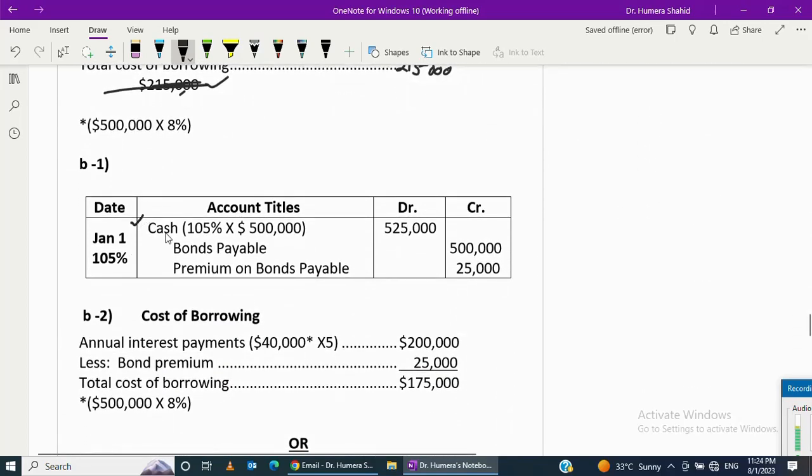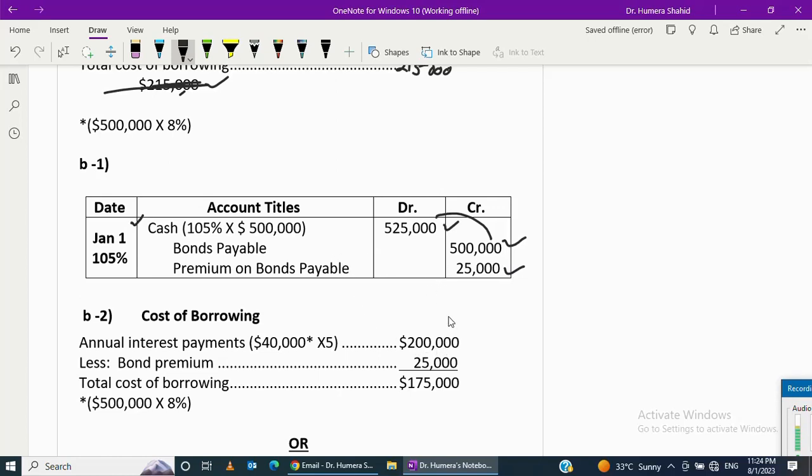You get the cash. Cash gets debit 105% of the value of the bond, which is 500,000. So you collected the money of 525,000. Bonds payable gets credit 500,000. You charged extra money from the people, that is 25,000, that is premium on bonds payable.